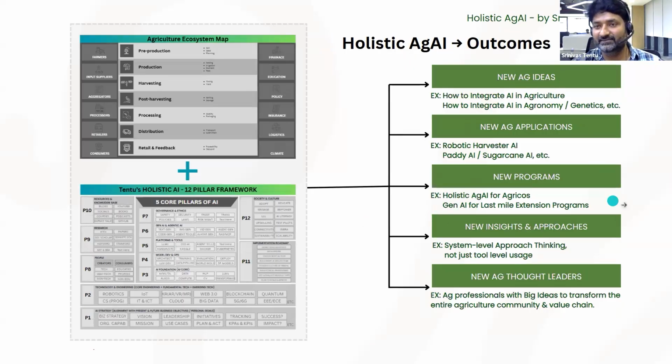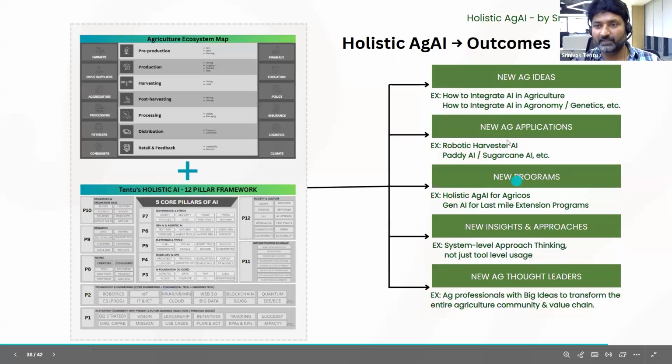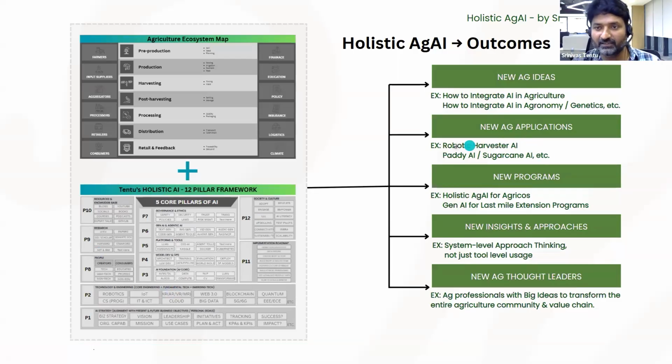New agriculture ideas: how to integrate AI in agriculture, in agronomy, genetics, entomology, horticulture, forestry, everywhere. You can think about it with a simple framework, and ask what new agriculture applications we can build. By understanding this, we can get ideas like a robotic harvester AI. You can develop a framework for robotics using harvesting and agriculture AI. Paddy AI or sugarcane AI, entire crop-based AI frameworks we can build.